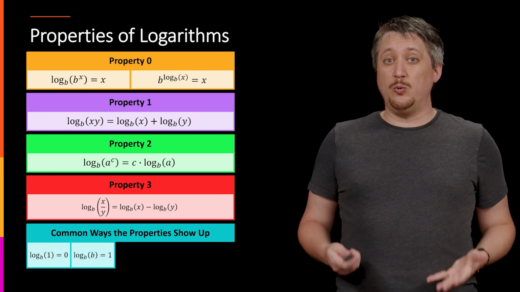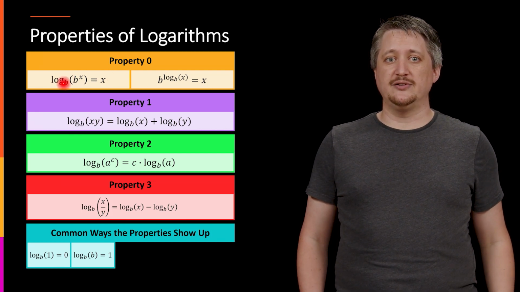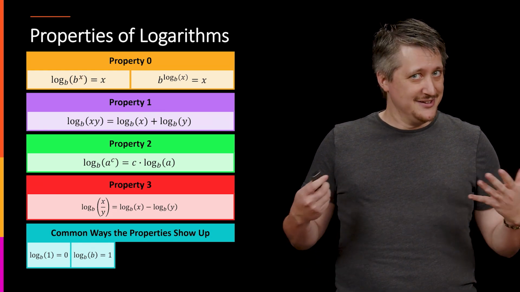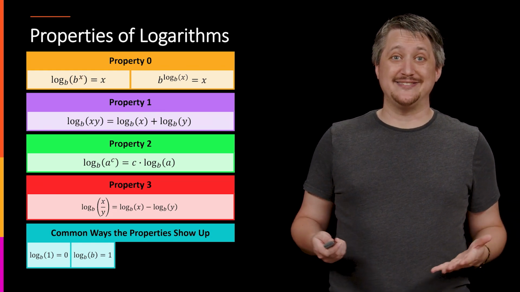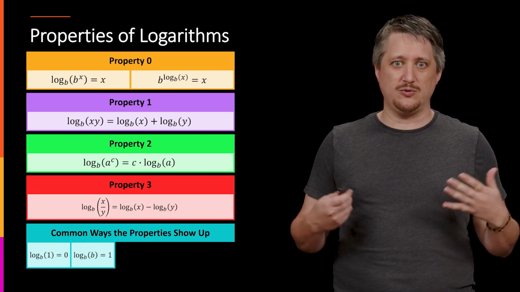Log base b of b is 1. Again, same thing. This is literally just that same property 0, this bit here, where instead x is 1. So again, there's no reason to memorize this as a different property. It really is just that thing, but I'm plugging in 1 instead of 0 or some other number.